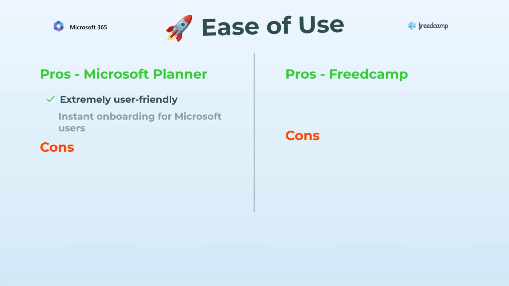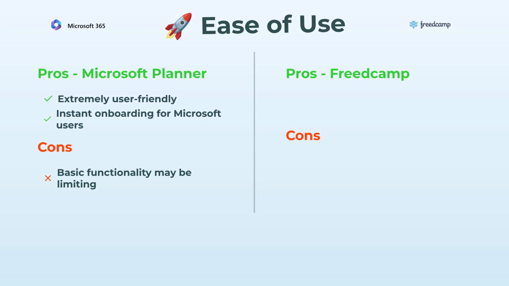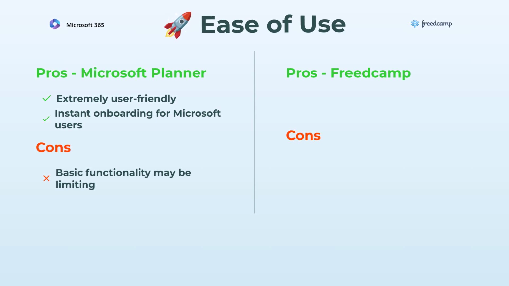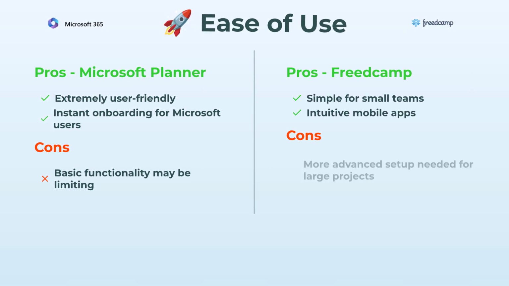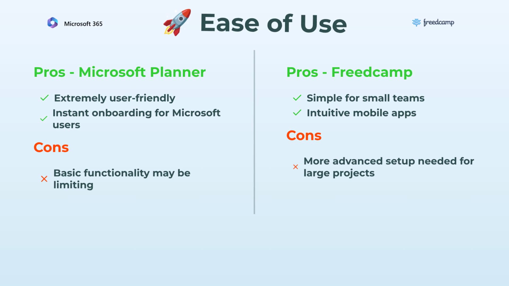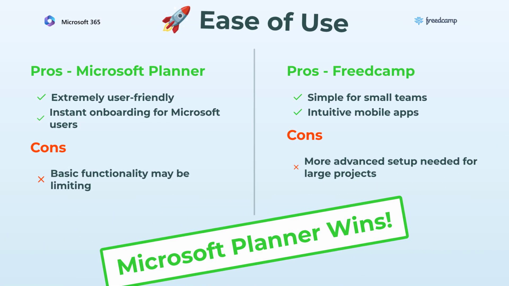Alright, how easy are these to actually use? If you're in Microsoft World already, Planner will feel like second nature. Onboarding's almost instant. There's nothing weird, nothing intimidating, it's just easy. But oddly, that simplicity means it can feel, well, kind of limited. Freedcamp, meanwhile, is actually pretty simple for small teams, and their mobile apps are straightforward. But as soon as your project gets big or you start using those advanced features, setup can feel a bit overwhelming. Overall though, for just pure jump in and go, Planner's the winner here.